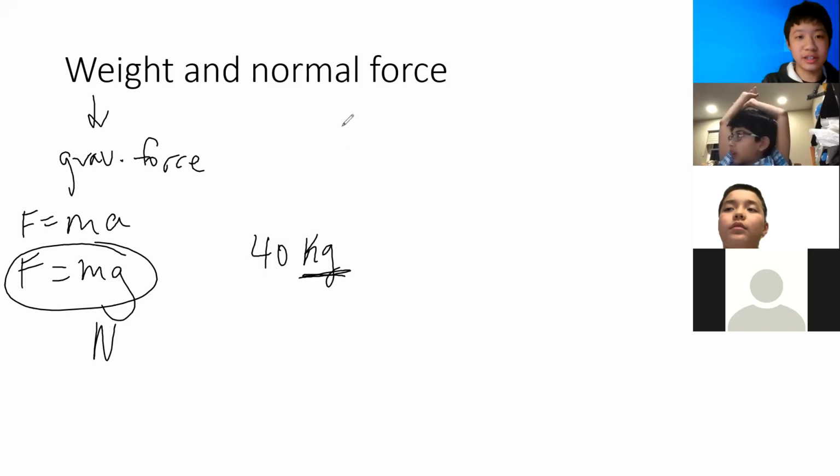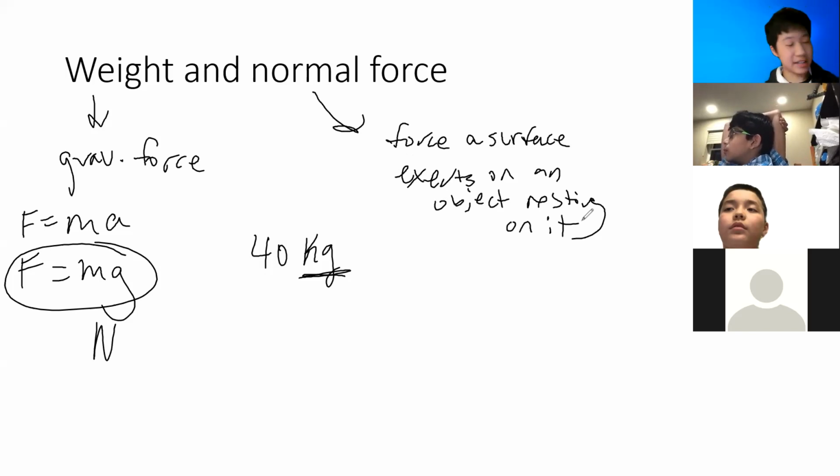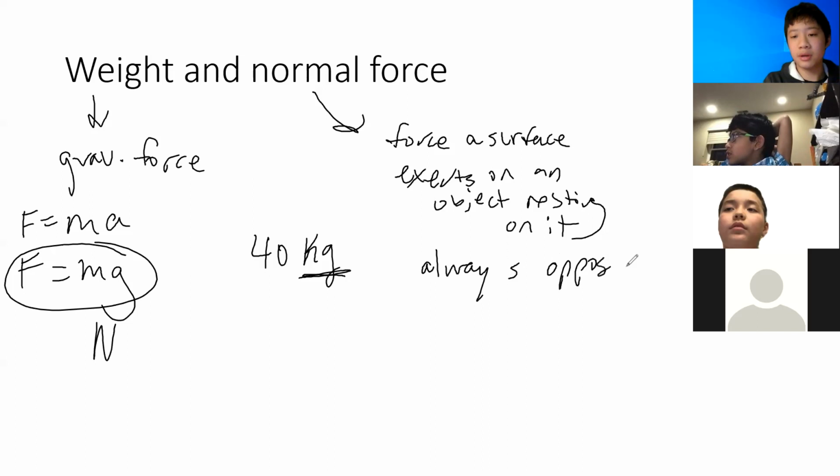So normal force is the force a surface exerts on an object resting on it. If I have an eraser resting on the table here, there's the force of gravity pulling it down, but it's not falling. Why? Well, there's a normal force that the table provides up, which will support the eraser on the table. And normal force always opposes weight.